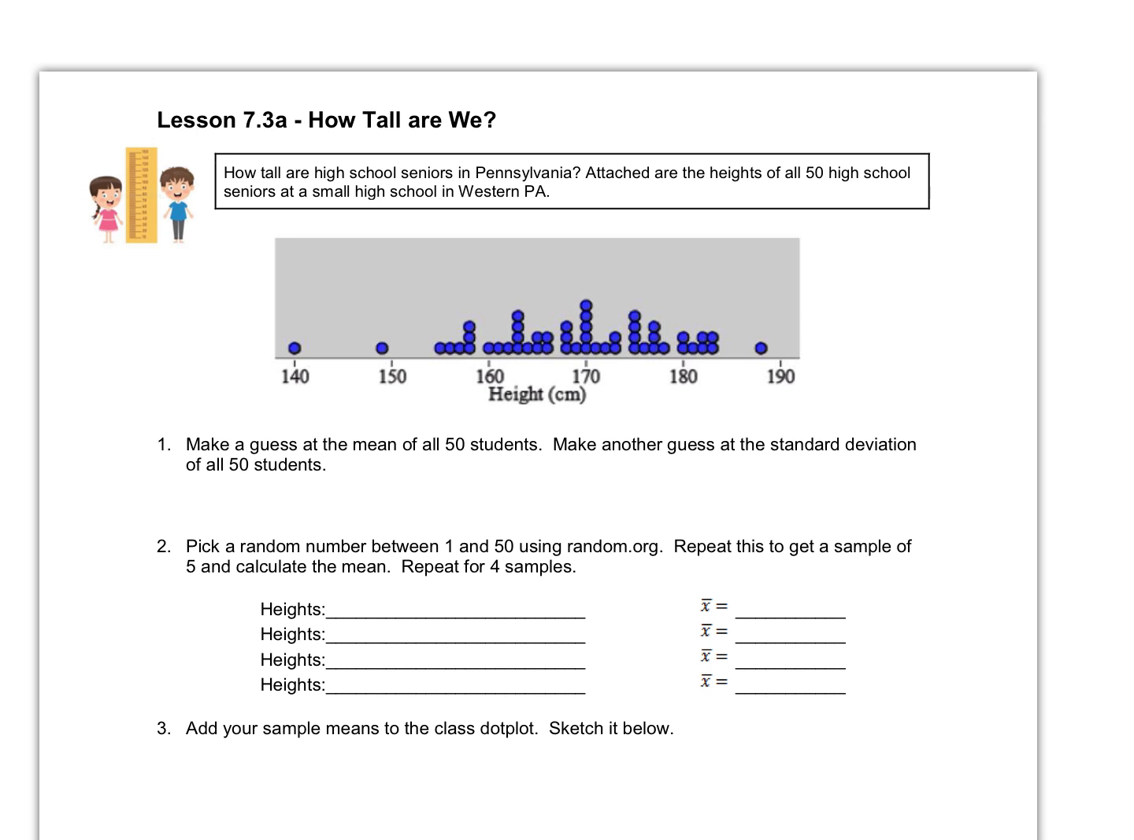So if I'm looking at this dot plot of the heights of the 50 seniors, if I make a guess of the mean of all 50 students, what would you guess the true mean of the heights would be? 170? Okay, so then it says make a guess at the standard deviation. What's the typical distance from the 170 that you observe?